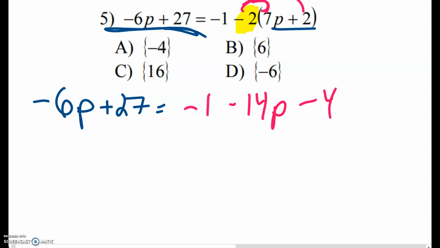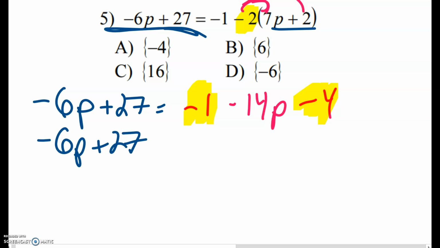Look at the side that's blue. Can we combine 6p and 27? No, they're not like terms. But on the right side, the red numbers, -1 and -4 on the same side, are also like terms. So we can go ahead and combine those. So keep the right side the same. -1 and -4 would make -5. And -14 doesn't have anything to combine with.